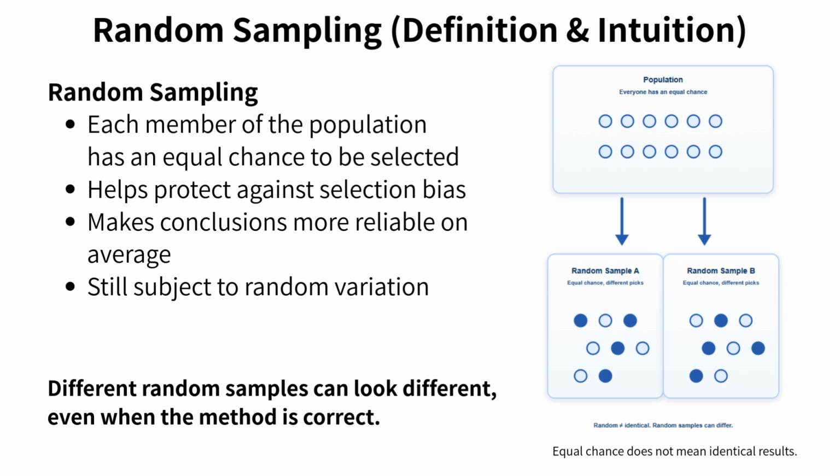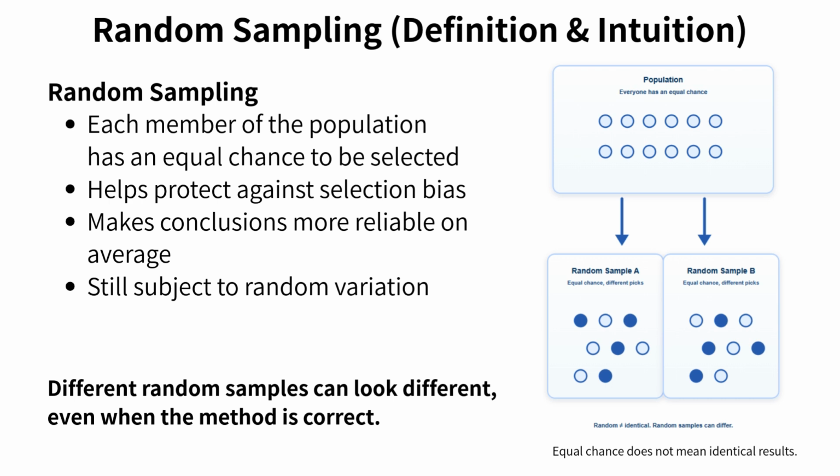This illustrates a crucial point. Equal chance does not mean identical results. Different random samples can look different, even when the method is completely correct. This natural variation between samples is called sample-to-sample variation, and it is completely normal. Random sampling helps protect against selection bias because no group is intentionally favored.